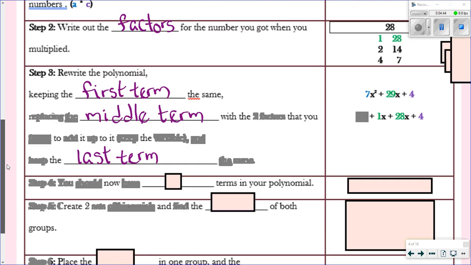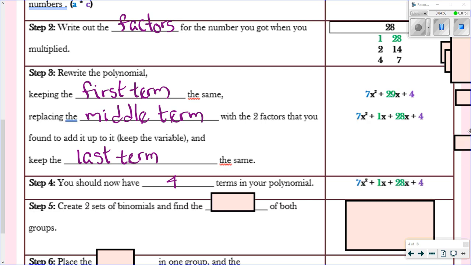Fourth step, now you should have 4 terms in your polynomial. So notice that you have 4 terms, and it's down here. And the fifth step, from there, you've done this before, you create 2 sets of binomials and find the GCF for both of them.